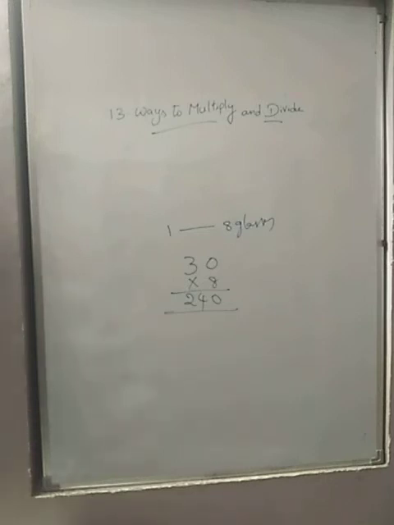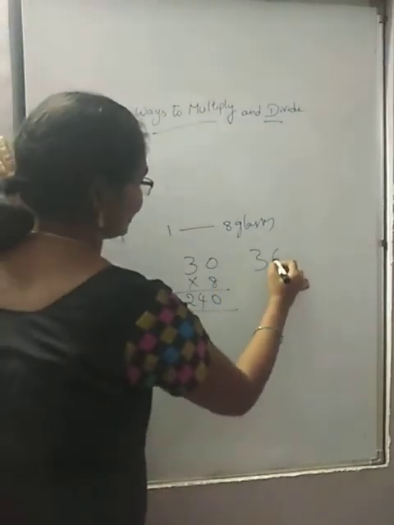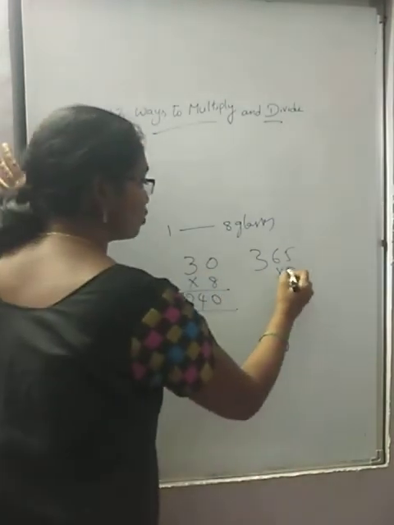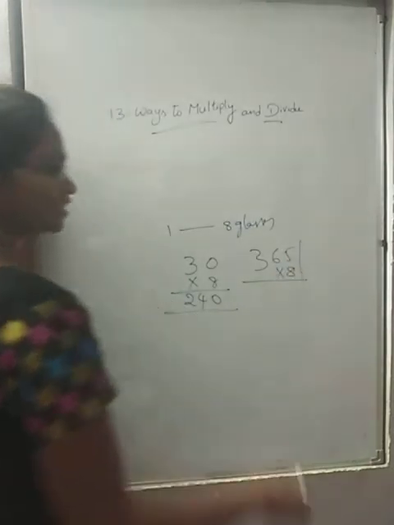How many glasses will he drink in 1 year? 1 year means how many days? 365 days. But for 1 day, 8 glasses. For 365 days, how many glasses? We should multiply with 8.